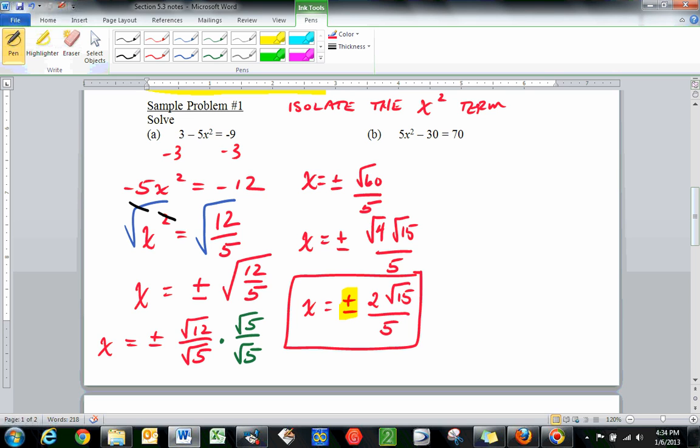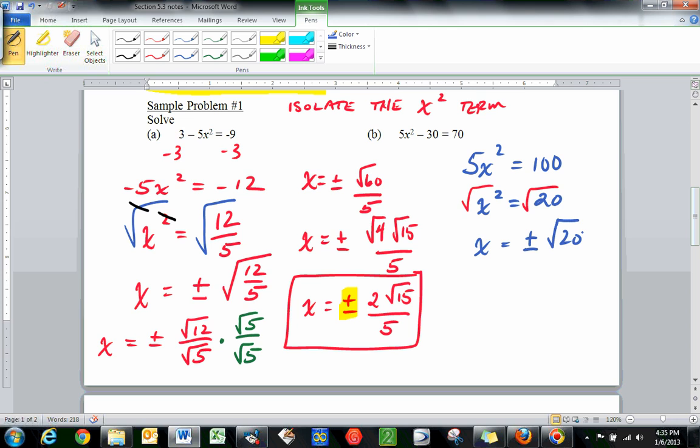Okay? So let's go to part B here, and again I'm going to try to isolate the x squared term by itself. So I'm going to start by adding 30 to both sides, which gives me 5x squared equals 100. And when I divide both sides by 5, I get x squared equals 20. And then again, I can take the square root of both sides, which is going to give me x equals plus or minus the square root of 20.